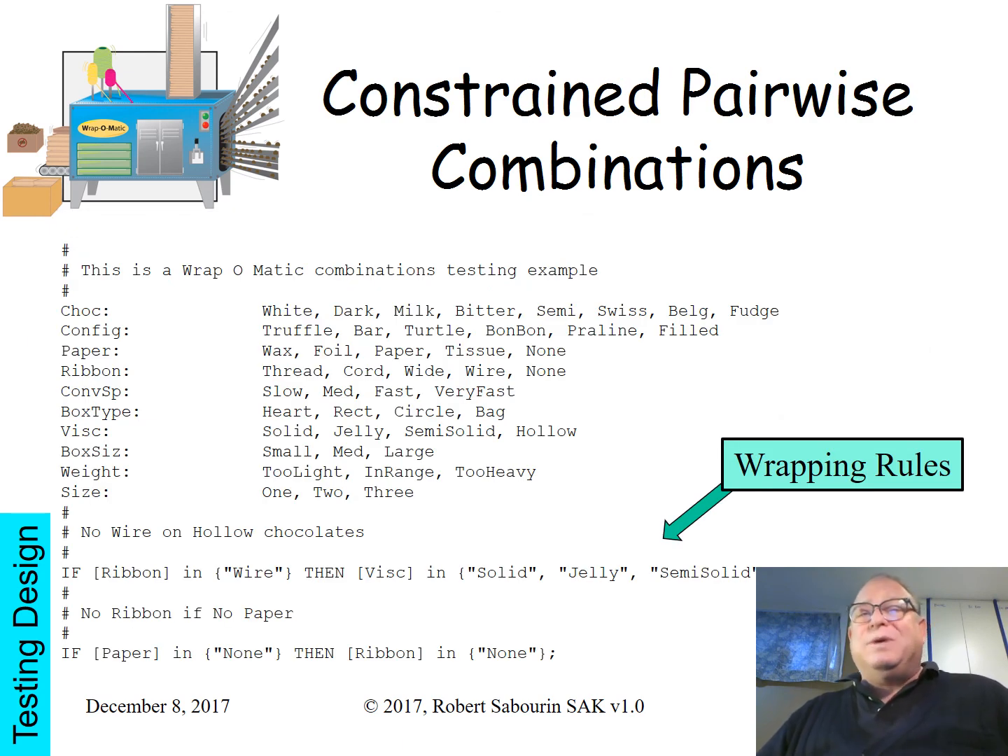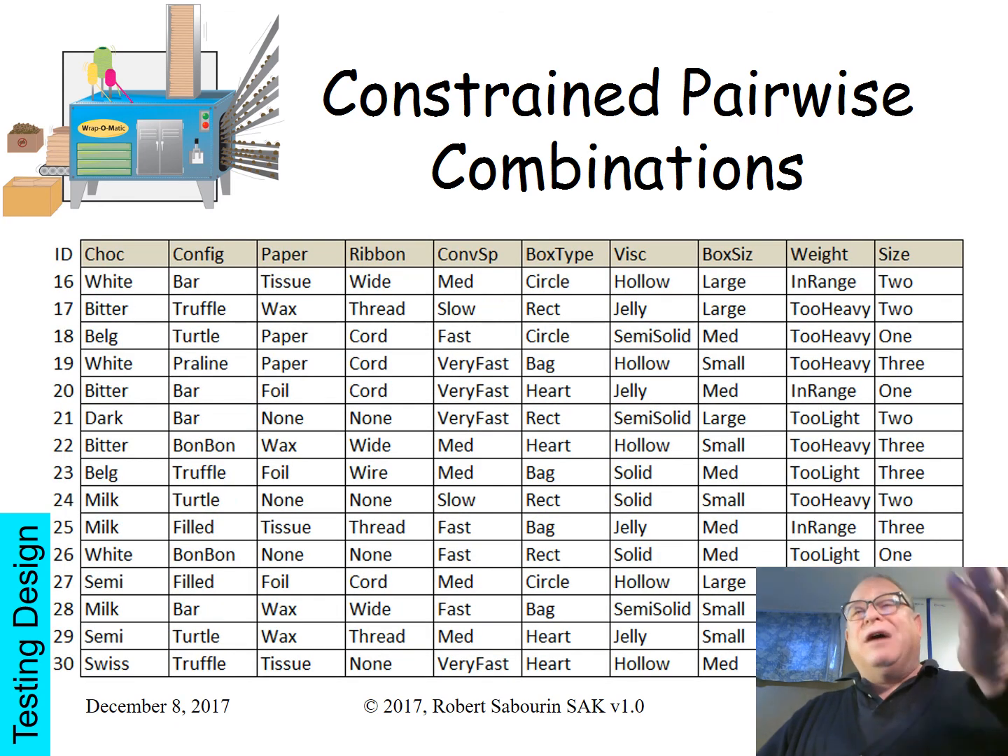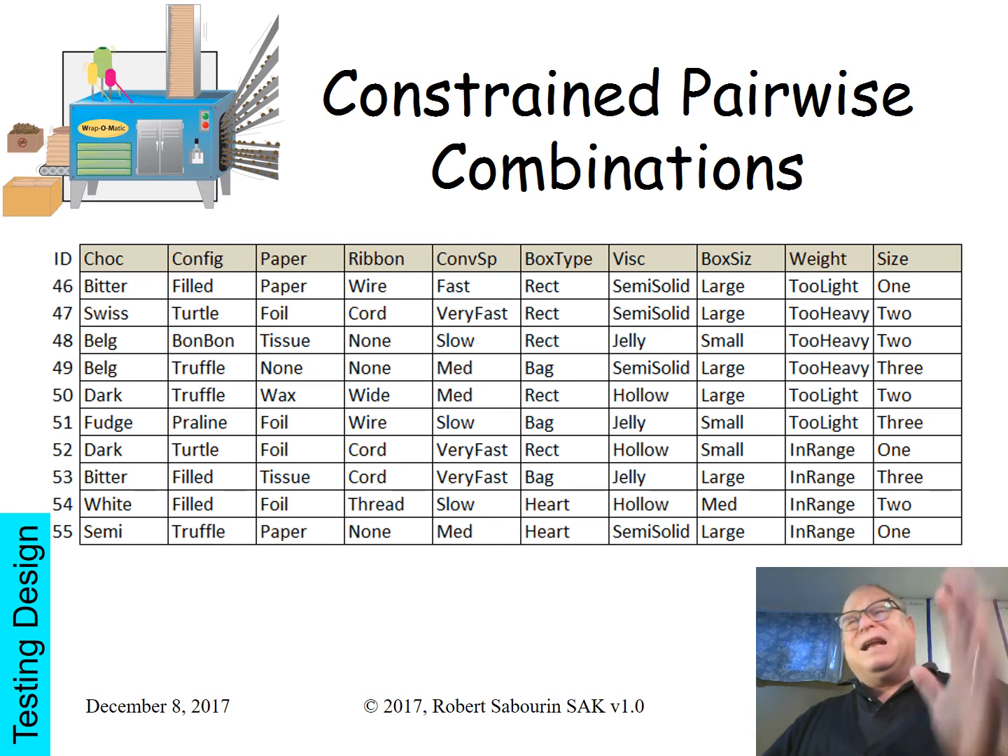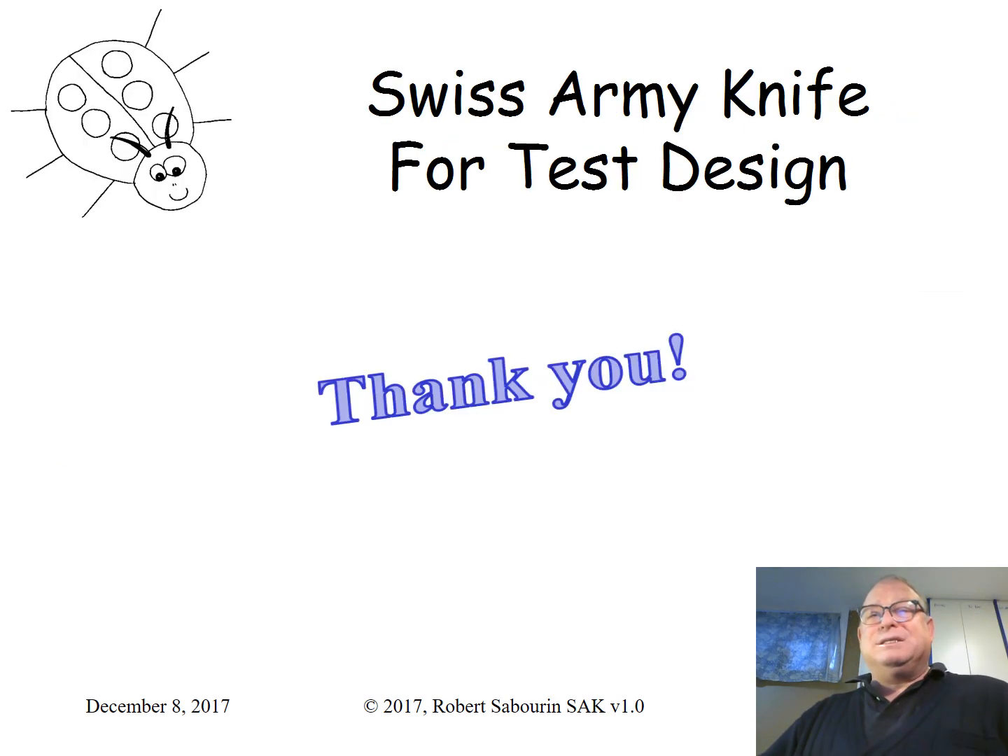Sometimes you have a testing situation where you have to put constraints in. Constraints are limits so that you will not generate impossible combinations. For example, for the chocolate wrapping machine, it's impossible to wrap a hollow chocolate with wire. It's impossible to put a ribbon on if there's no paper. So we can put those constraints in, and the tools will generate a set of tests which have pairwise completeness and do not violate the constraints, in this case getting up to 55 test cases, which is still dramatically less than a couple of million test cases.